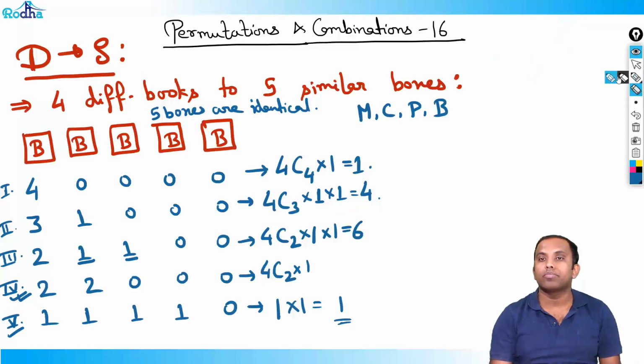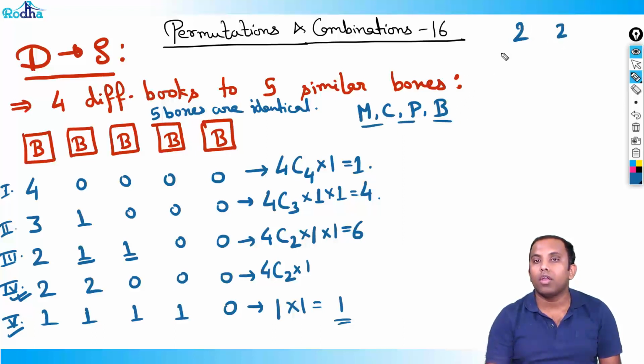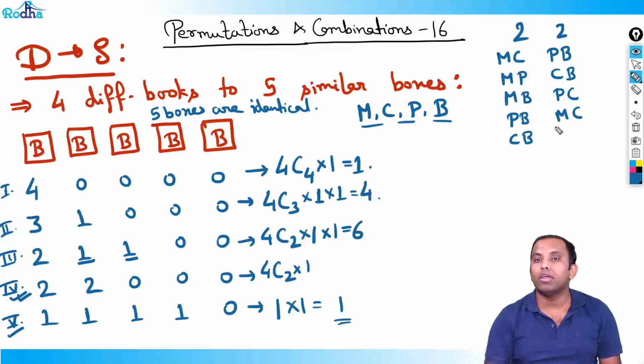This is a case of 2-2, right? Books are maths, chemistry, physics, biology, right? When you pick maths and chemistry, physics, biology are left. When you pick maths and physics, chemistry, biology are left, right? When you pick maths and biology, physics, chemistry are left, right? Now when you pick physics and biology, maths, chemistry are left. When you pick chemistry and biology, maths, physics are left. When you pick physics, chemistry, maths, bio are left, right? These are your 6. If you say 4C2, so 4C2 means 6. These are your 6 cases. 1, 2, 3, 4, 5, 6.